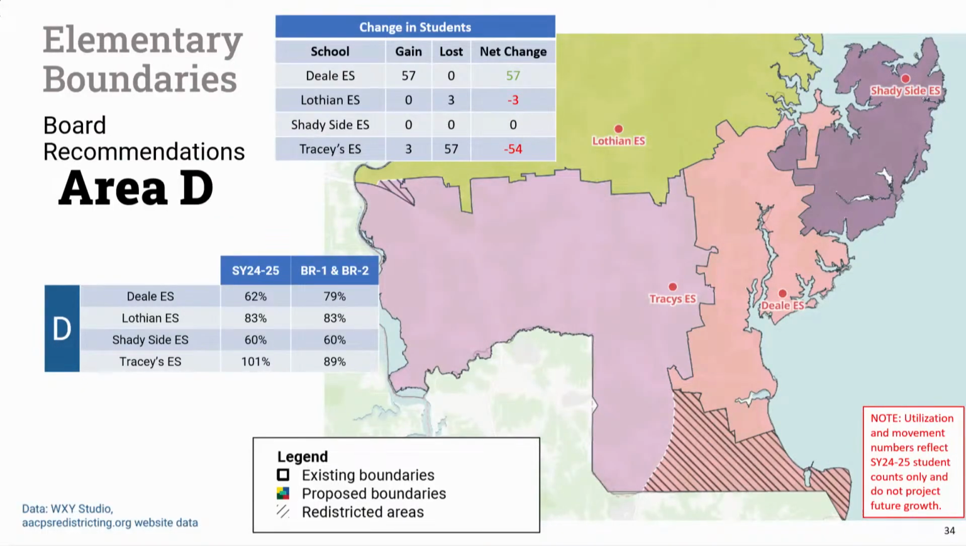In Area D, in the southern cluster, BR1 and BR2 maintain the Chalk Point and Shady Oaks community at Deale Elementary and bring its utilization up to 79%. Shadyside Elementary boundaries remain unchanged with a utilization of 60%. Tracys' boundaries and utilizations are the same as those in SR1 and SR2, reducing utilization to 89%.